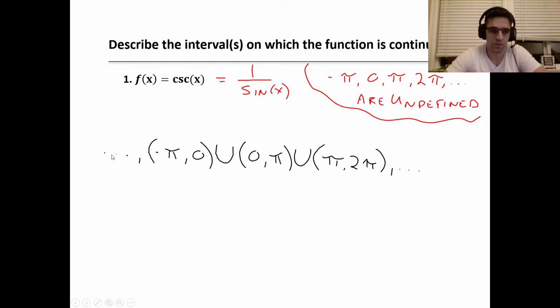And then the dot dot dot at the beginning and the end shows that we could keep going in the left direction. After negative pi would be negative 2 pi to negative pi, and so on. We have those same dot dot dots, or they're actually called ellipses, to the right because we can go more intervals to the right. We can go 2 pi to 3 pi, 3 pi to 4 pi, and so on. So here's interval notation.